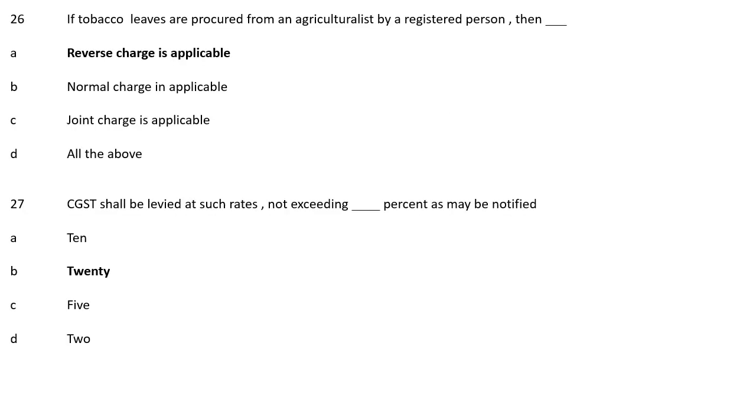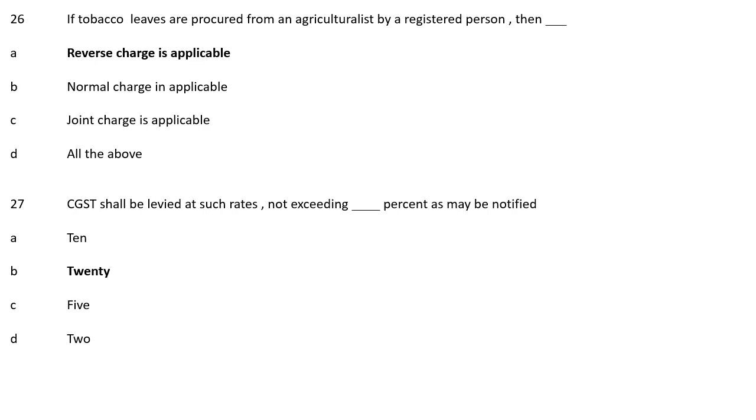If tobacco leaves are procured from an agriculturist by the registered person, then Option A, reverse charge is applicable. Option B, normal charge is applicable. Option C, joint charge is applicable. Option D, all of the above. The correct answer is reverse charge is applicable. If tobacco leaves are procured from the agriculturist by a registered person, then reverse charge is applicable.